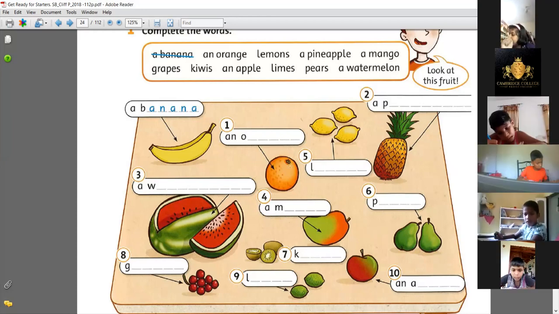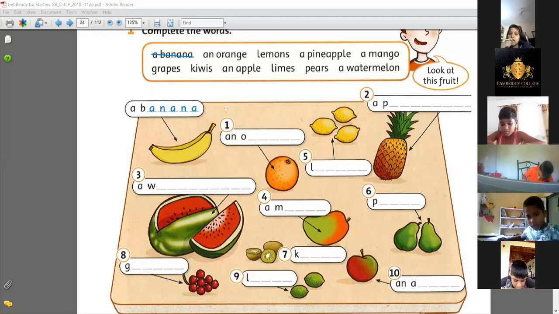Teacher, I'm finished doing it. Teacher? Yes. Is lemon yellow color? Yellow one, lemon, number five.